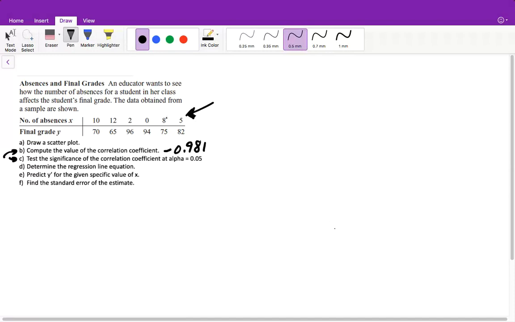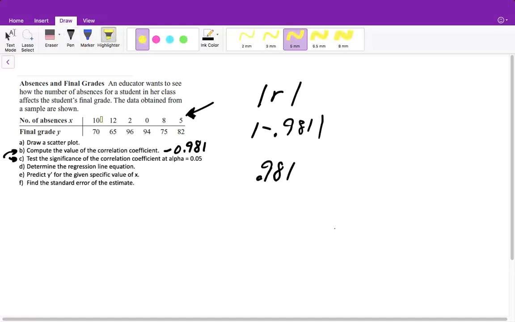Here we need to see, is this by chance that these are correlating, or is it not? So what we do is we take our R value and take the absolute value of it. In this case, the absolute value of 0.981 is just positive 0.981. Then we calculate our score using our table. We count the number of x's that we have, 1, 2, 3, 4, 5, 6, and we do the number of x's minus 2. So 6 minus 2 is equal to 4.